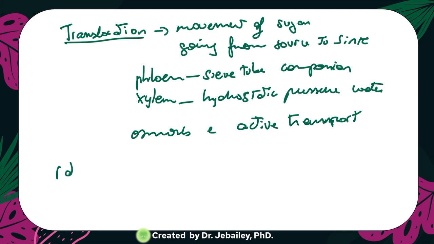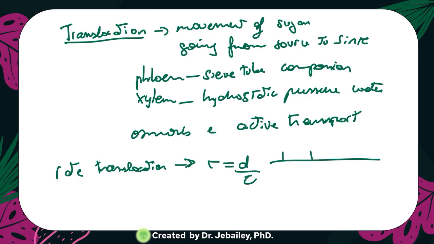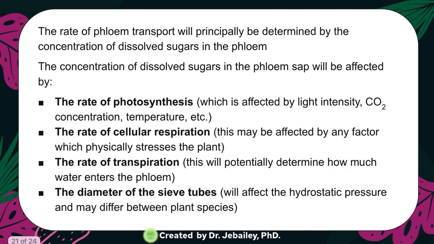And then if you want to do the rate of translocation, of course, you want to find the rate by doing the distance over the time. And you do this by stabbing at different points of the stem of the plant. This is done with an aphid, right? Use the stylet of the aphid. And from there, you can find the distance as well as the hours, and you can find the rate of translocation.